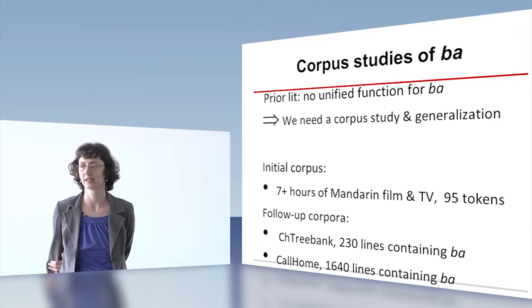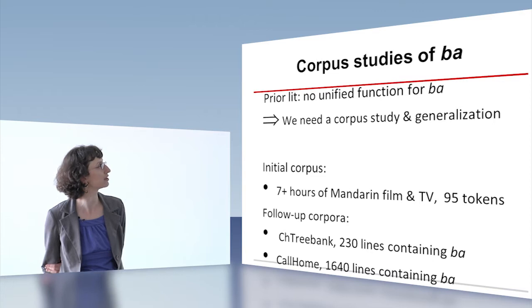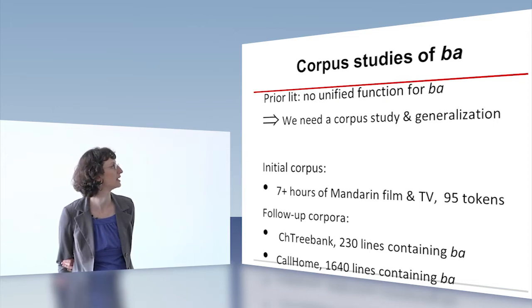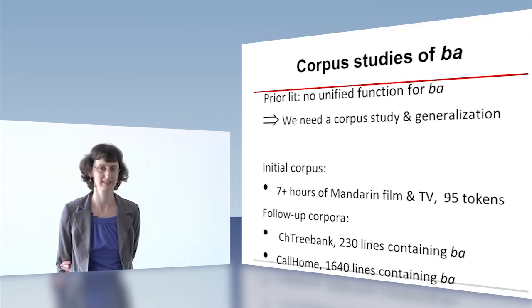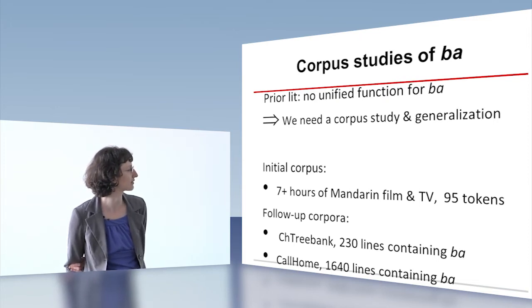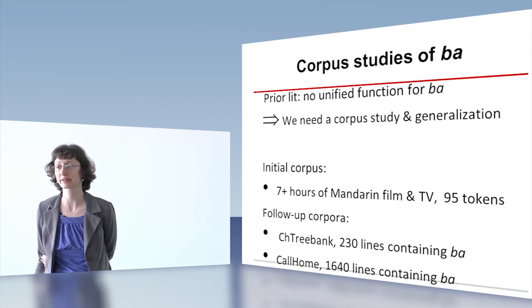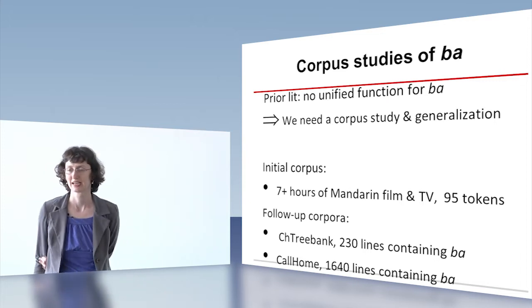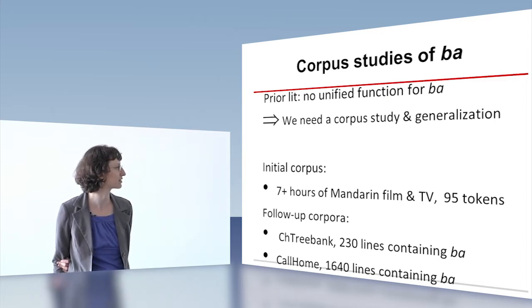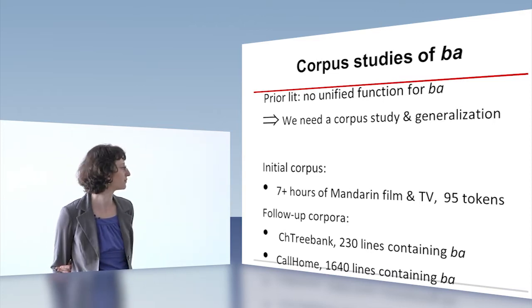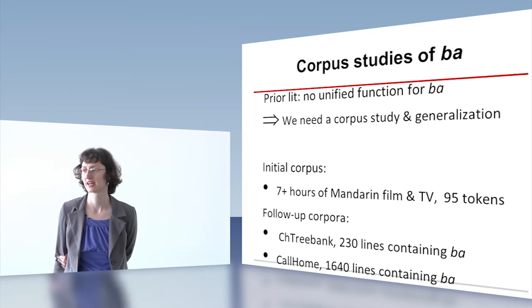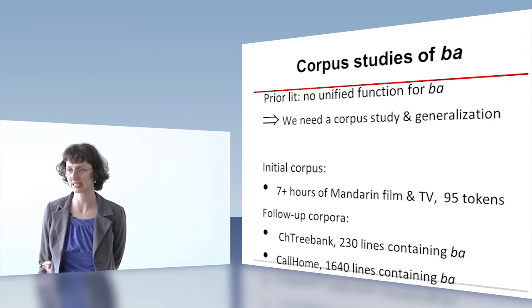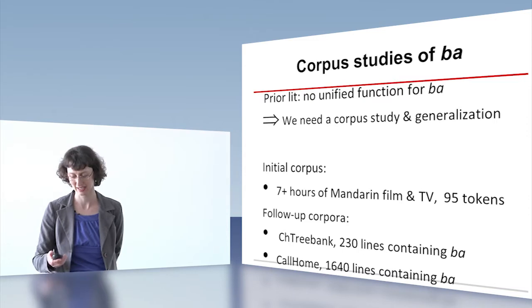When Allison started looking at prior literature on this particle, she couldn't identify any unified function for it, and so it became clear that we needed to gather data. She collected over 7 hours of Mandarin film and TV and extracted from them 95 tokens of ba, and we carefully analyzed each example. Then we looked at larger corpora, in particular the spoken portion of the Chinese Treebank and also the Chinese CallHome corpus, and identified many, many more examples that we couldn't look at individually, but we extracted the important ones as a follow-up study.